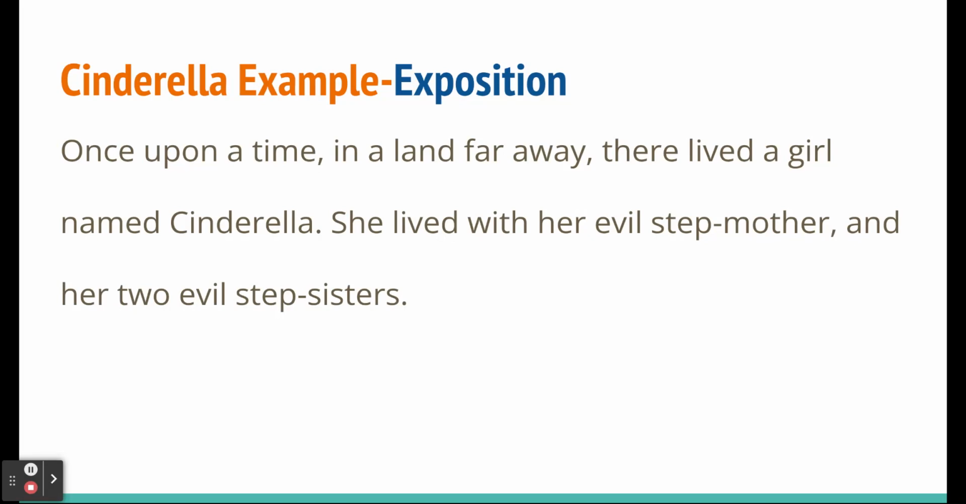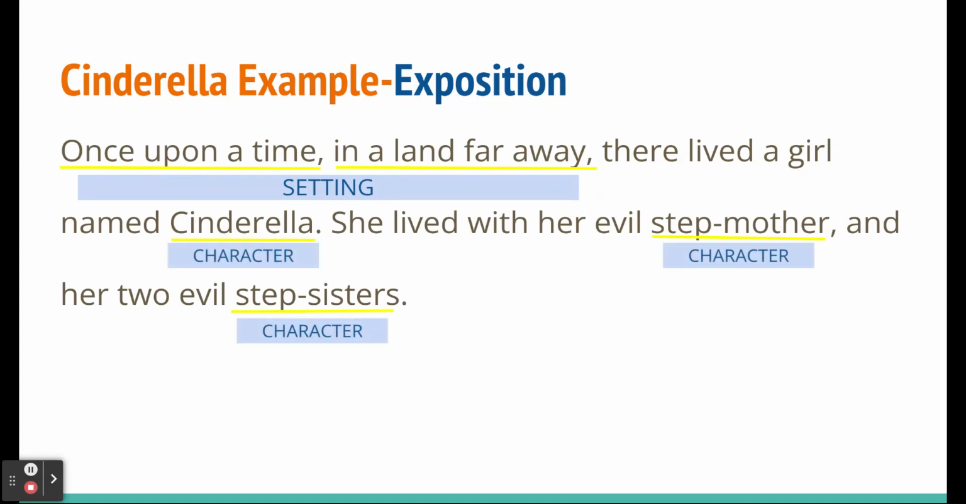In the first lines of the story of Cinderella, we are introduced to once upon a time in a land far away. And then we are introduced to Cinderella, her evil stepmother, and stepsisters. Once upon a time in a land far away tells us the setting. Cinderella, her stepmother, and stepsisters are all characters. Again, the exposition will introduce the reader to the setting, where and when a story takes place, and the characters who are going to be in the story.